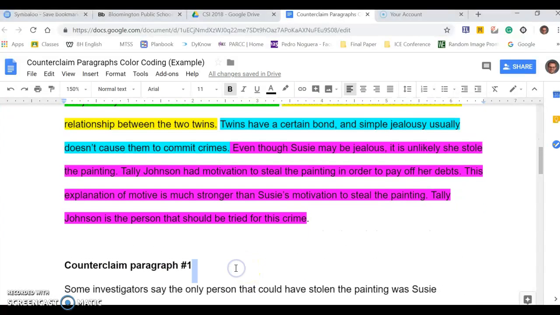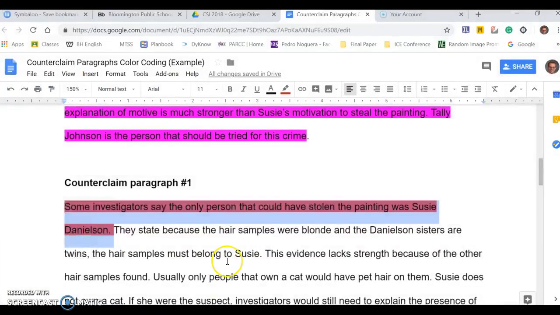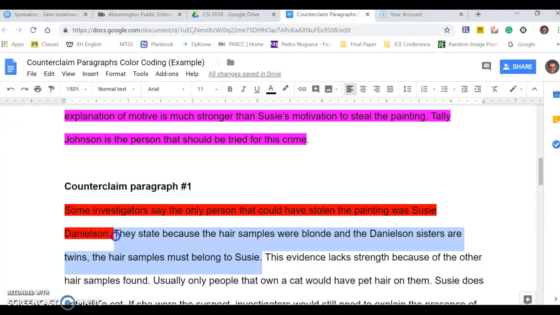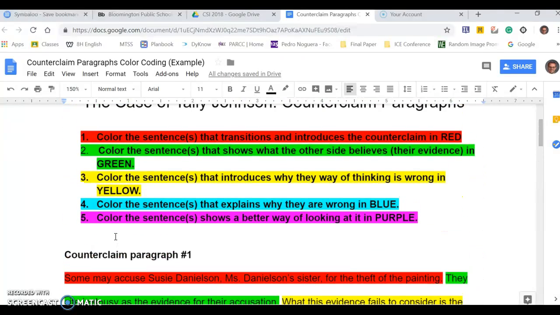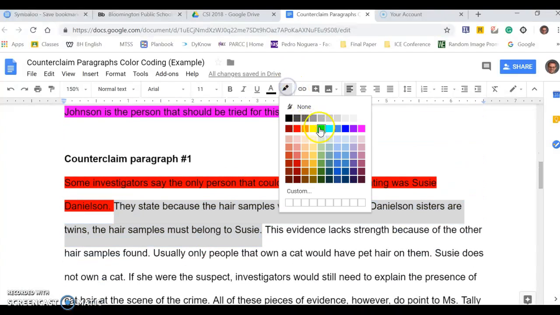And we're going to go ahead and take a look at one more paragraph together. We'll do this one together as well. The first sentence says, some investigators say the only person that could have stolen the painting was Susie Danielson. Again, that is introducing what this paragraph is going to be about. It's transitioning, and we can tell that this particular paragraph is going to be a counterclaim talking about Susie Danielson again. They state because their hair samples were blonde and the Danielson sisters are twins, the hair samples must belong to Susie. So again, that sounds like it is going to be the actual evidence that the other side is going to probably use. So I'm going to color code that green.